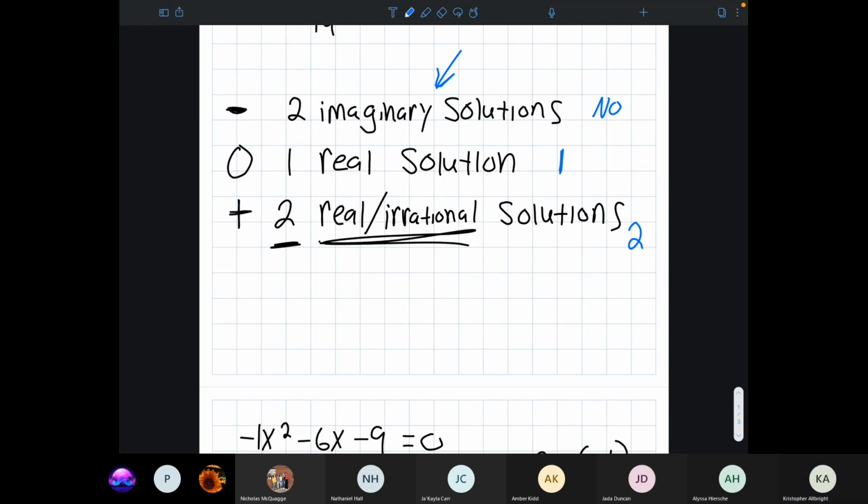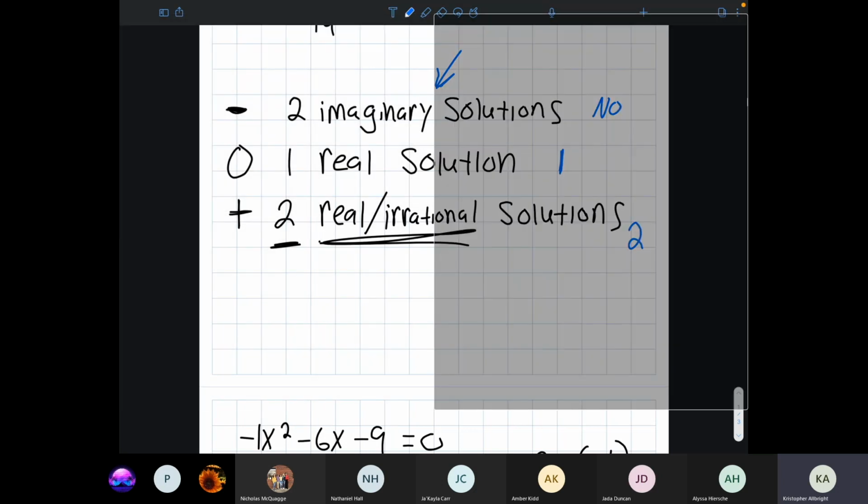Okay, graphing functions in standard form. We have talked about this. Wait, never mind. This is standard form for this is standard form for quadratics. So this is what it looks like.